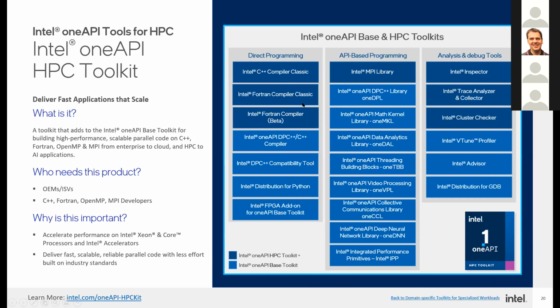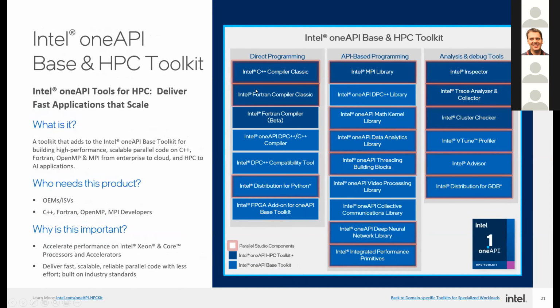So basically what we call the classic compilers, so the compilers that you know from the past, which were part of Parallel Studio XE, which are allowing programming on x86, are part of the HPC toolkit. So they are included in the HPC toolkit.